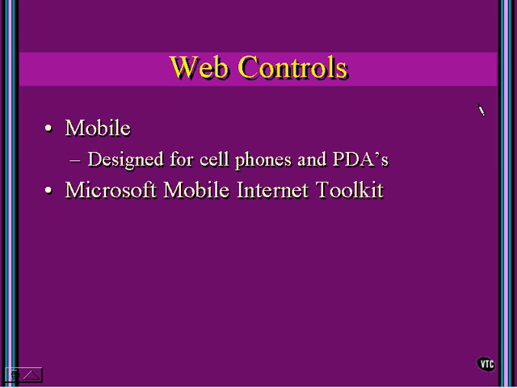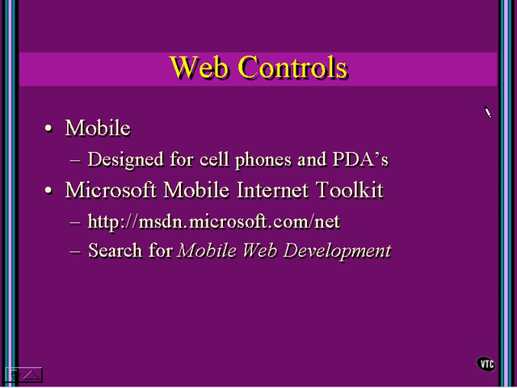When version 1.1 comes out, which is in beta right now, one of the things that will change is that these things will be embedded in the full release of .NET. But as for right now, you can go to http://msdn.microsoft.com/net and just do a search over in the search box in the upper left for mobile web development. And then you can download this toolkit for free, and it will have the web controls.